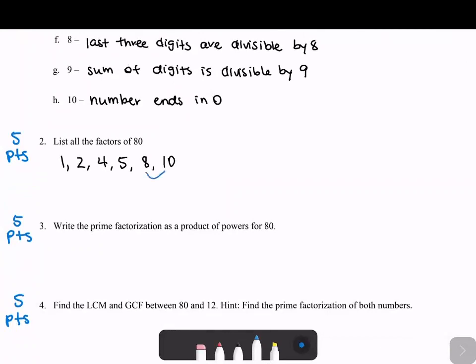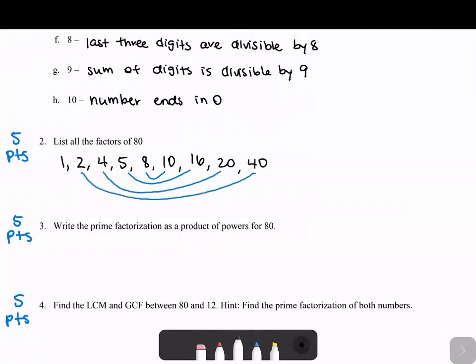So we know that 8 and 10 make 80. So we need to find a number that goes with 5. 80 divided by 5 is 16. You can use the half and double rule here to see that. I'll make that a little bit narrower. 5 and 16. 80 divided by 4 is 20. So we have that 4 goes with 20. 80 divided by 2 is 40. 2 goes with 40. Then lastly, 80 divided by 1 is 80.